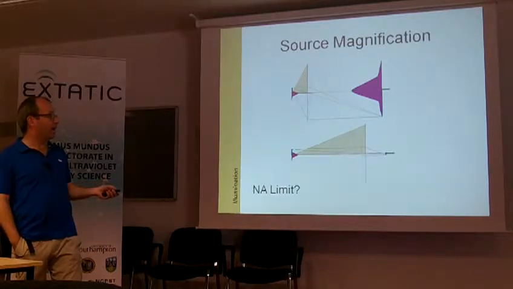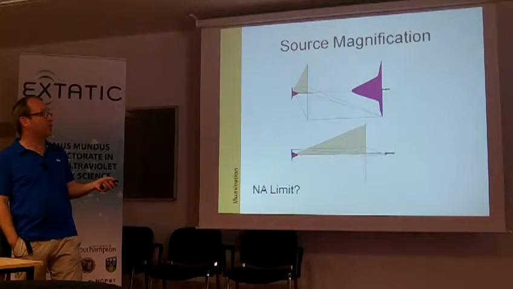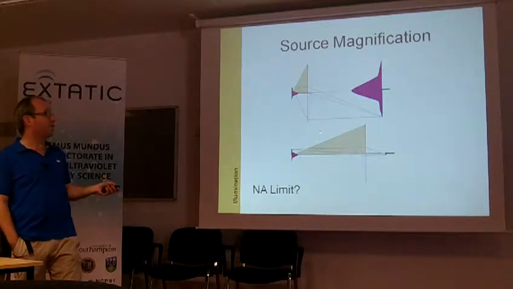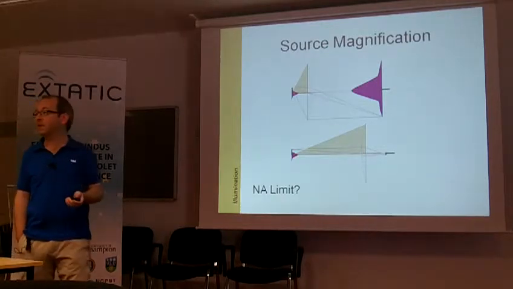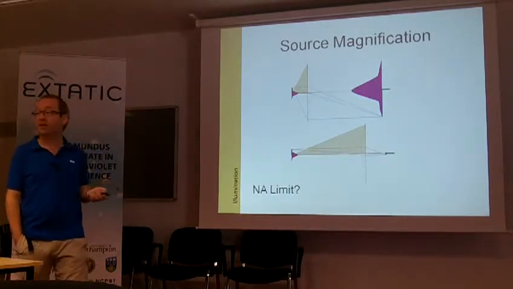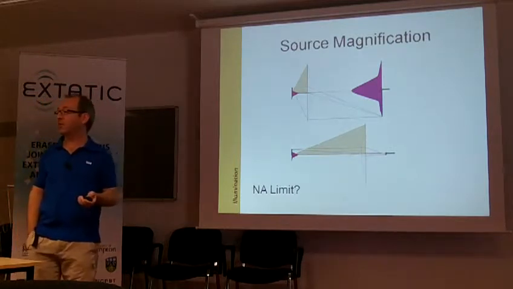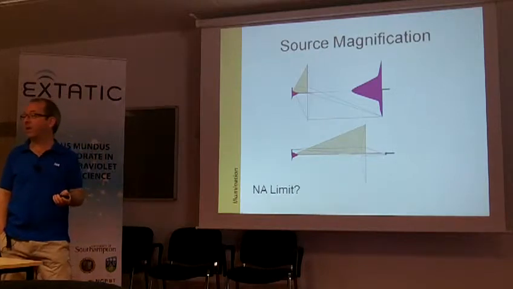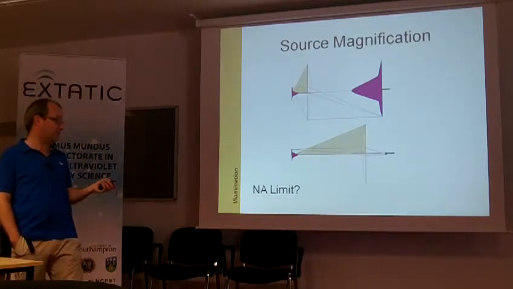If you demagnify your source to match the spatial size of the object that you're trying to illuminate, then you throw away most of the photons because you never collect them in the first place. So you have a choice of either collecting a lot of photons and throwing them away from a magnified source, or collecting fewer photons and passing them through the optical system.